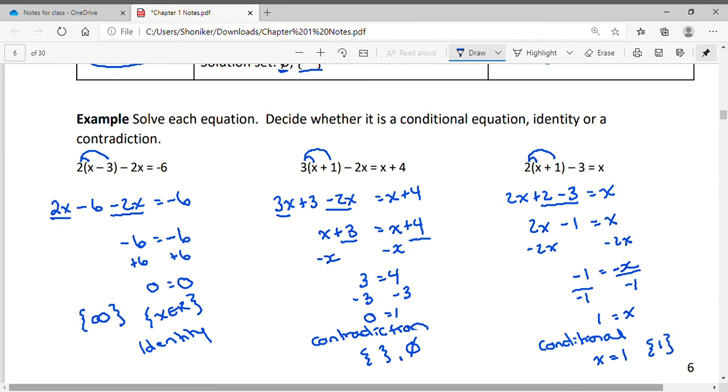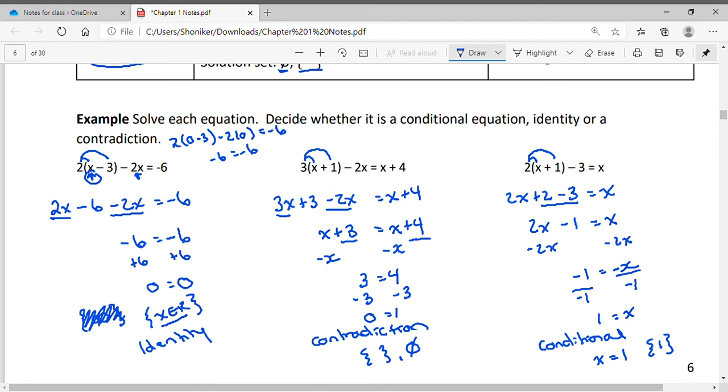For each of these examples, you get a different type of solution. For the first one, an identity, it means I could pick any random value. If I put in 0 for x, because that's an easy one, I would get 2 times 0 minus 3 minus 2 times 0. Does that equal negative 6? Well, 2 times negative 3 is negative 6. Yeah, it works. And in fact, I could pick any random number for x, and it will always make the equation true. So there's an infinite number of solutions. X is an element of the real number system.